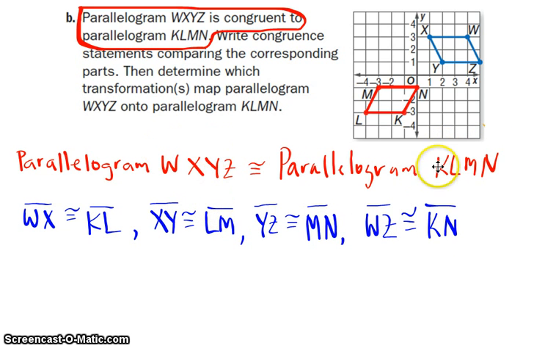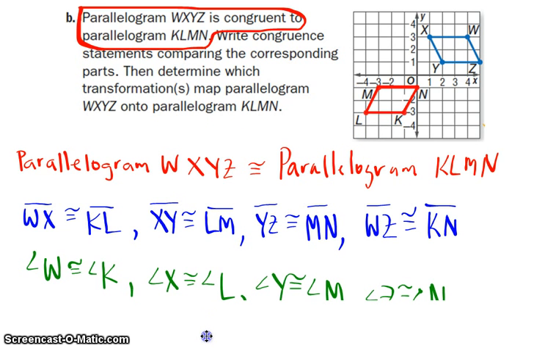Now your corresponding angles, those are pretty simple because they just match up. Okay, so there are your corresponding angles. W and K match up. Angles X and L match up. Angles Y and M match up, and angles Z and N match up. Again, that just came from this congruent statement right here. The last thing they want you to do is determine what transformations you need to do.